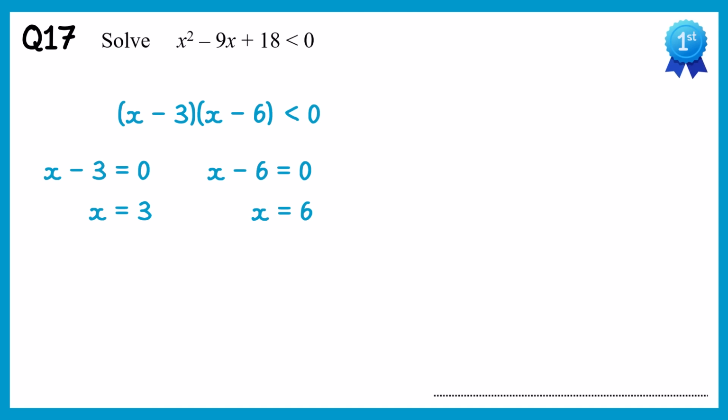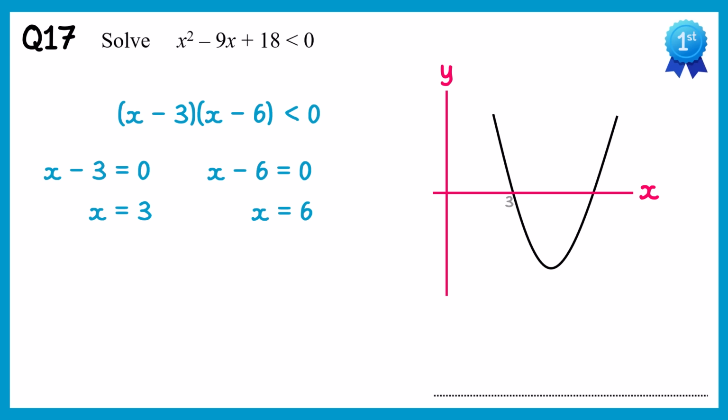The easiest way to do this is draw a sketch of the graph of this equation. So if we drew the graph of y equals x squared minus 9x plus 18, we know it would cross at these two critical values of 3 and 6. We know it will be a U-shaped quadratic, so it will look something like this, crossing at 3 and 6. Now since we want x squared minus 9x plus 18 to be less than 0, we're interested in the part of this graph that's below the x-axis. That's this one here. Had it been greater than 0, we would have been looking at the part of the graph that's above the x-axis.